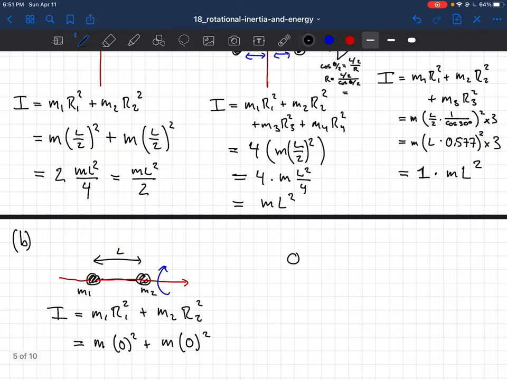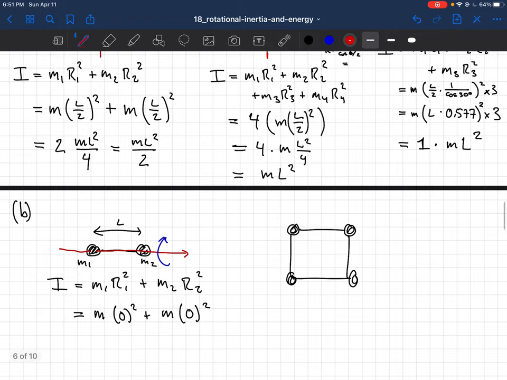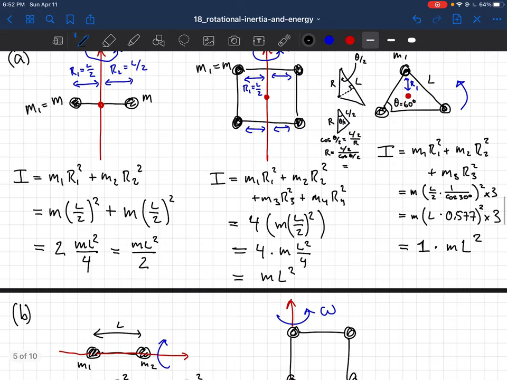Okay, let's look at the square. So now we have this object, and we want to draw an axis that goes through two of the masses. And let's make it simple for ourselves and just go here. So we're going to be rotating about that axis. And we have a moment of inertia due to an axis that passes through two of them, but then has two of them further away. So what do you think?